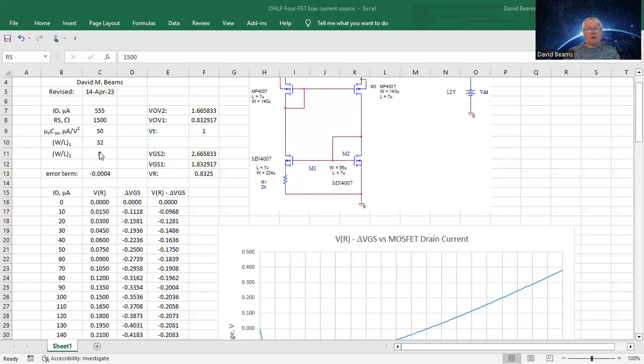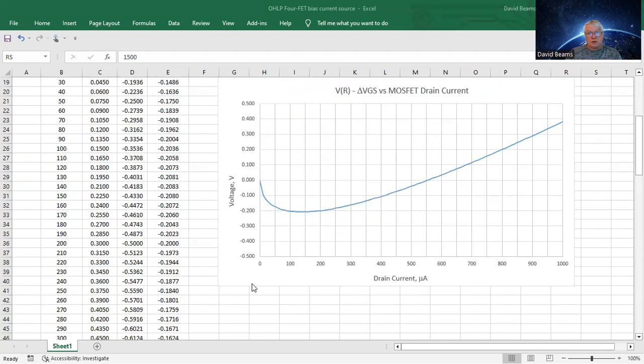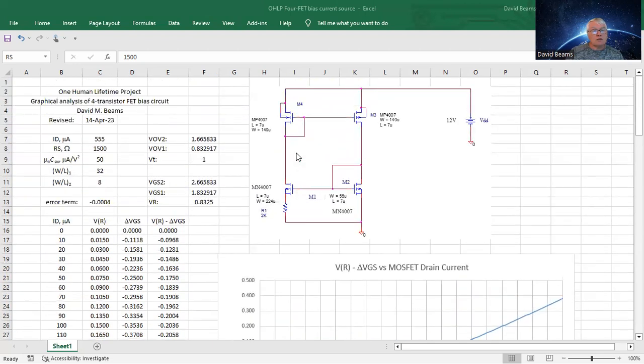Or if you want to get an idea where the solution lies, you can look at this graph of V sub R minus delta VGS versus, as the independent variable, the drain current. You'll notice that there are 2 points where VR minus delta VGS passes through 0. One is at a drain current of 0, not terribly useful. And then there is another one at another positive value. So here we see that at just a little over 550 microamperes, this curve passes through 0 again.